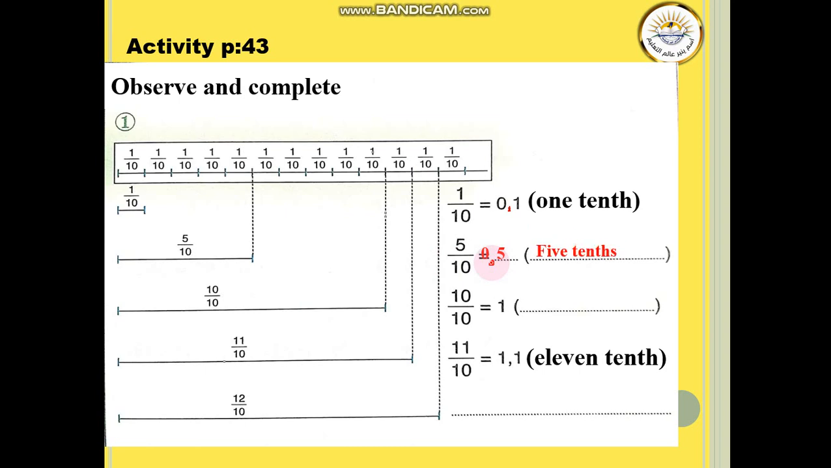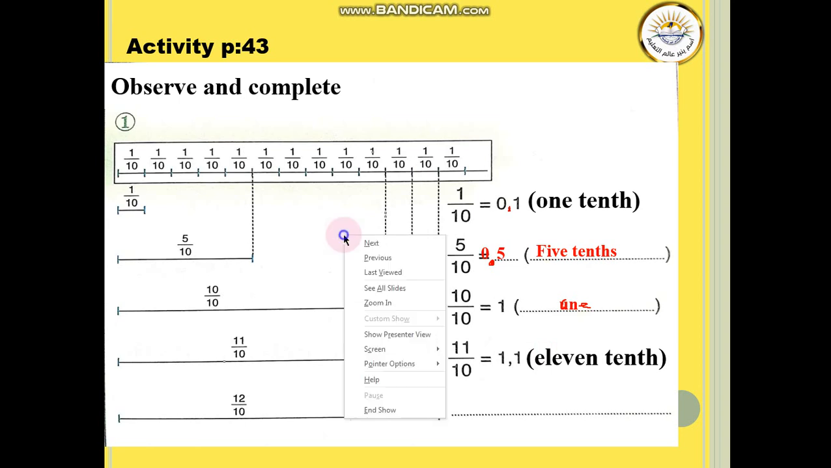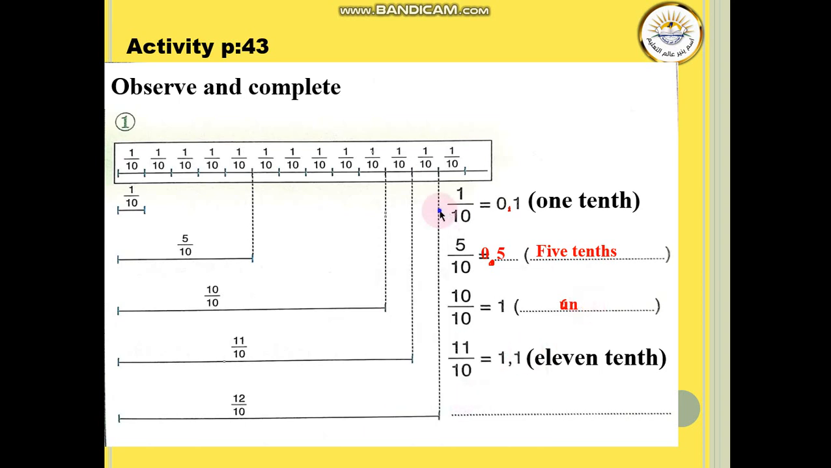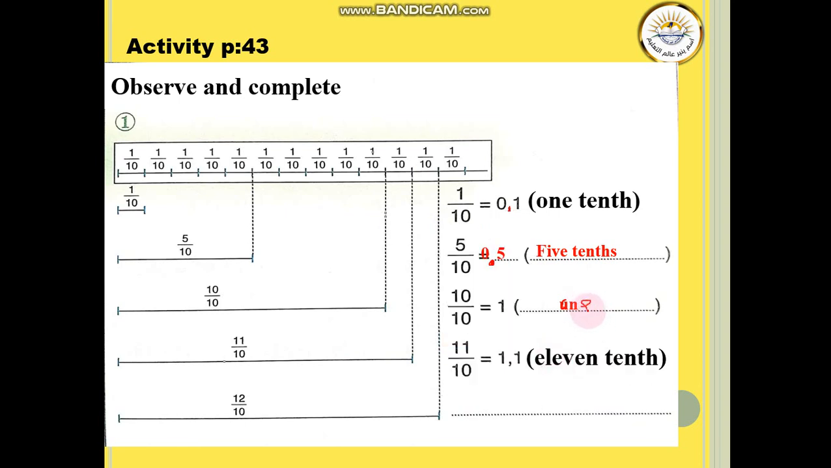Now 10 over 10 is equal to 1 because the numerator is equal to the denominator, but it's called 1, O-N-E. Now I have 11/10. How do I write it in decimal number? I write it 1.1. I should have only one digit after the point, so I write 11 and I count one digit and I put the point. So 1.1.